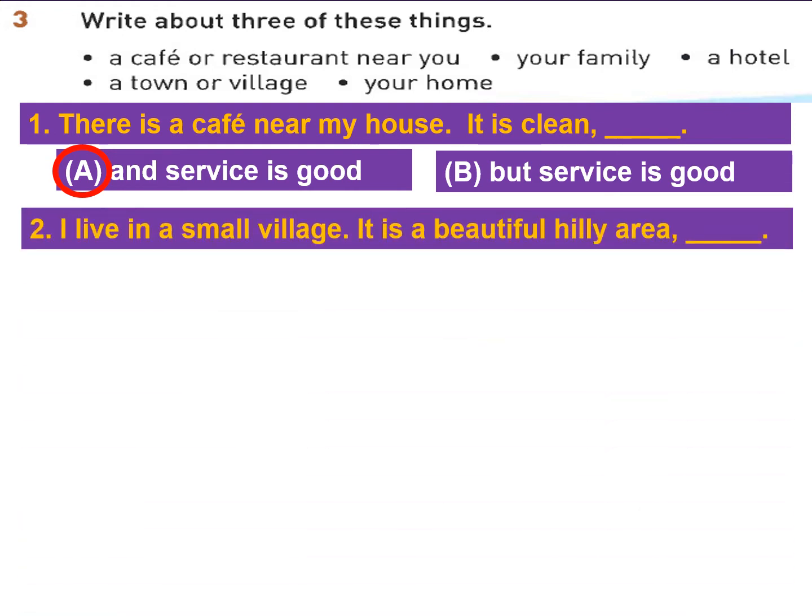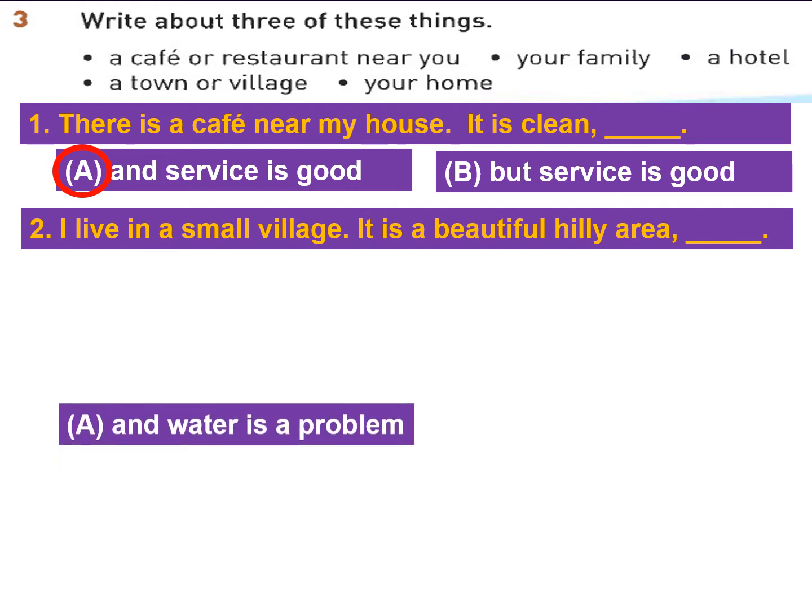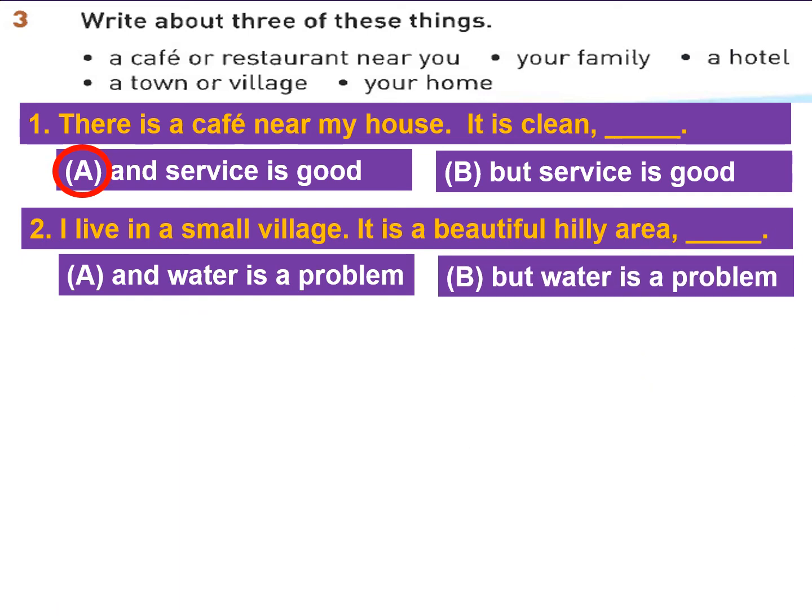Look at number 2. I live in a small village. It is a beautiful hilly area. See if you can finish that sentence. You could say and with another good thing, or you could say but with a bad thing. For example, A and B. I live in a small village. It is a beautiful hilly area, but water is a problem. So we have one good thing, a beautiful hilly area, but we have a problem. So we join it with but.